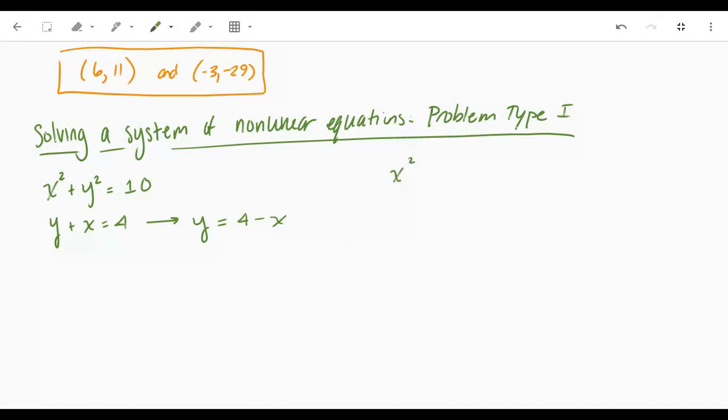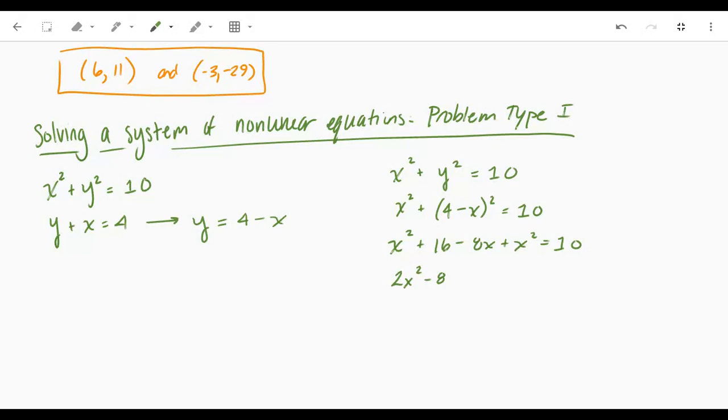So then x squared plus y squared equals 10. So x squared plus 4 minus x squared equals 10. Okay, so that's your trick to getting rid of one of the variables. So now carefully expand that. That'd be 16 minus 8x plus x squared. So then we'd have 2x squared minus 8x plus 16 equals 10. Okay, and then subtract the 10 from both sides.